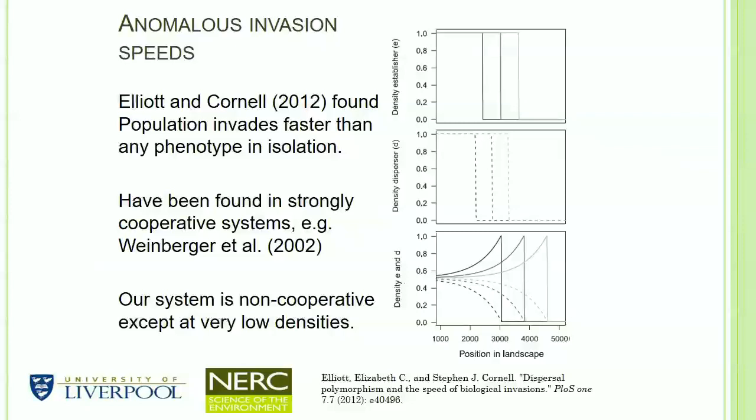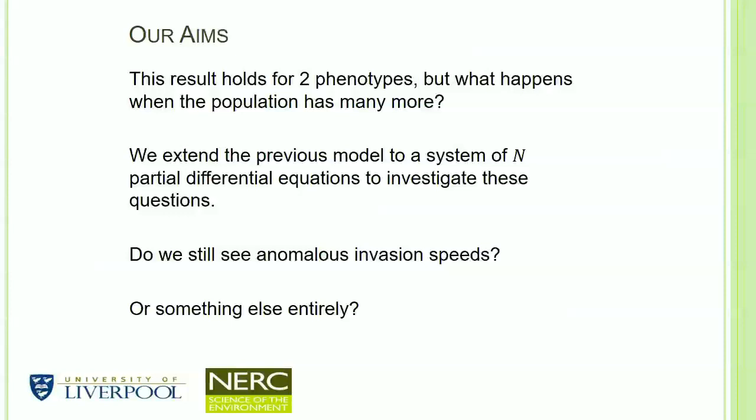It's important that I explain this because you're going to see a lot of these graphs. These anomalous speeds have generally been found in cooperative systems, which, to explain, means that each species or phenotype has a positive effect on the other. But the Elliott Cornell system, and by extension our system, is a non-cooperative system. It's set to have very low densities. And anomalous invasion speeds were found to exist here. So our aim was to see, okay, it was true for dimorphic populations, but what if there are 3 phenotypes, or 10 phenotypes, or 1,000?